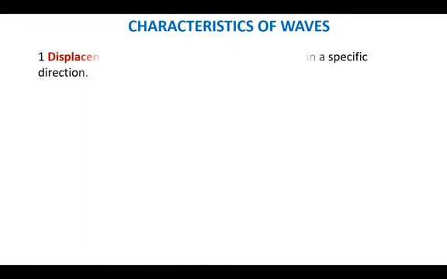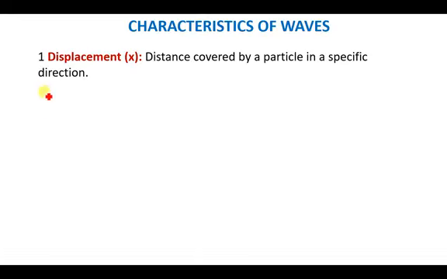Apart from the displacement, we also have what is known as the amplitude. In some books, the amplitude is represented as A, and some represent it by x naught. So both symbols represent amplitude. This is just the distance of maximum displacement, in short.